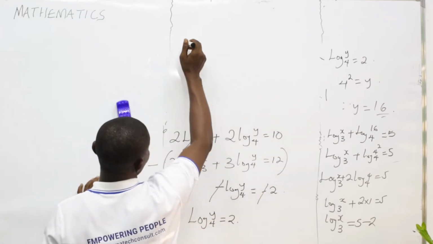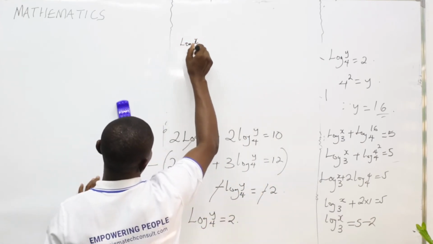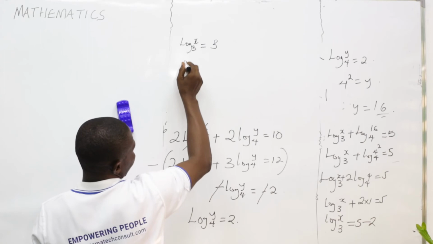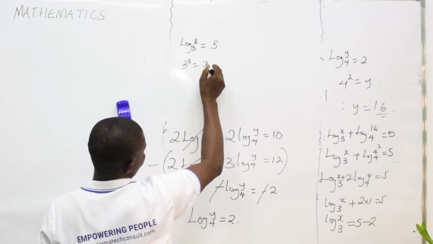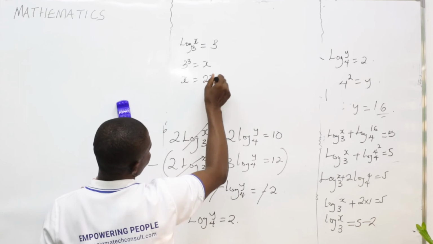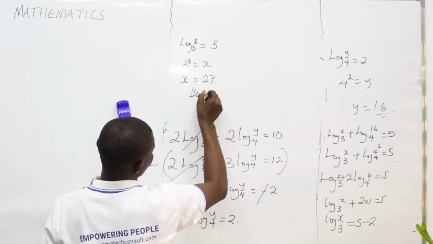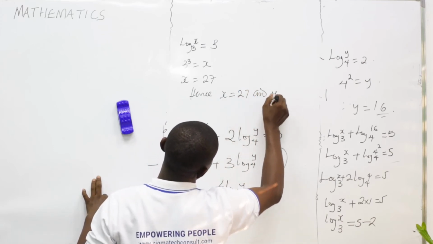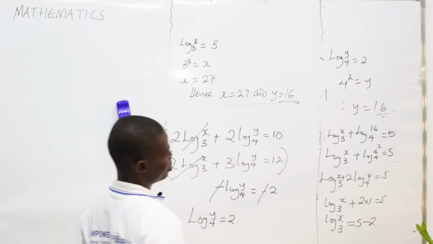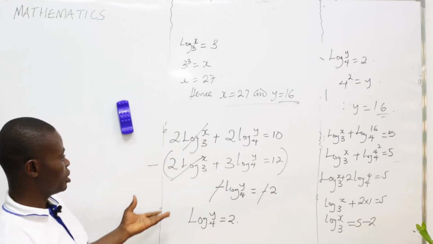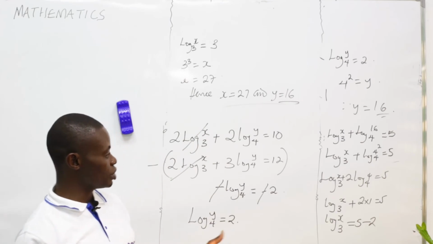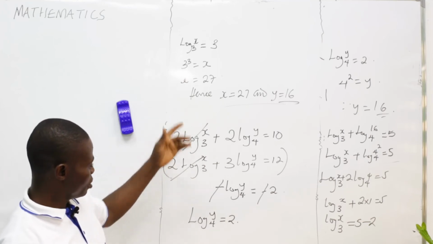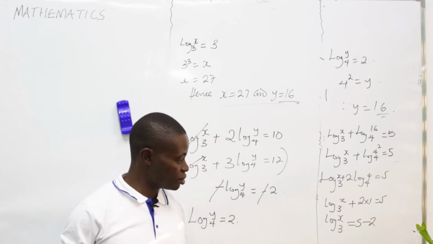Taking it up to this place, you have this equals 3. Recall what we have been doing. That is 3 power 3 equals x. Therefore, x is what? 27. Hence, x equals 27 and y equals 16. We still have more of this example under simultaneous equations. So just take time to watch it while I bring the next form of this kind of question.